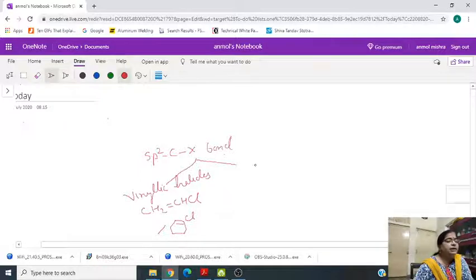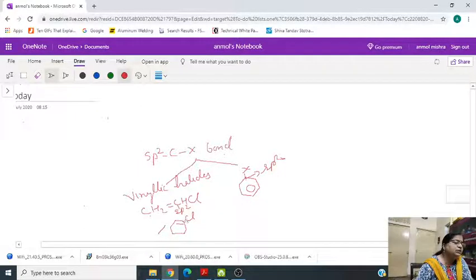Now, under aryl halides, the halogen atom is directly attached to a benzene ring. So, they are haloarenes. They are also called haloarenes. Here, the carbon attached is sp2 hybridized. Similarly, here also the halogen is attached to sp2 carbon. Here also the halogen is attached to sp2 carbon. So, under the class of sp2 C-X bond, two examples are vinylic halide and aryl halide.